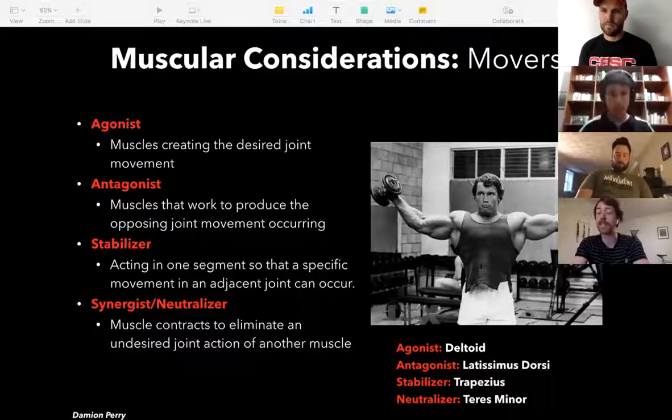And then the neutralizer, this is sort of the tricky one, and it's a little bit nuanced, but the secondary action of something like your latissimus is internal rotation of your glenohumeral joint, right?